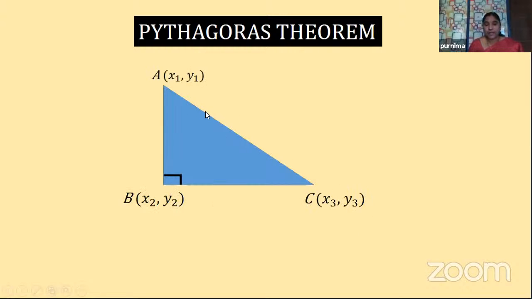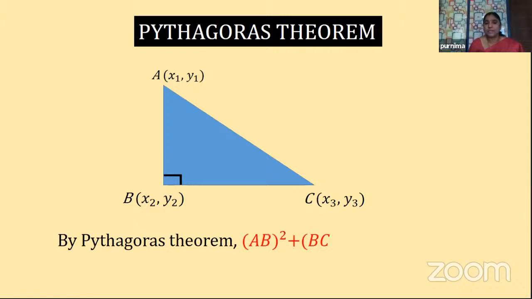Suppose ABC is a triangle with vertices A(x1, y1), B(x2, y2) and C(x3, y3). Then what does the Pythagoras theorem state? Hypotenuse square is equal to the sum of the squares of the other 2 sides. That is, hypotenuse square is equal to side square plus side square. Clear? So let us write it mathematically. By the Pythagoras theorem, AB square plus BC square is equal to AC square, where AC is the hypotenuse. So this is your Pythagoras theorem statement which you are going to use in our next question. So let us see the next sum.